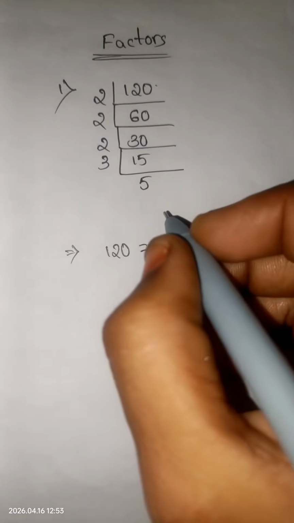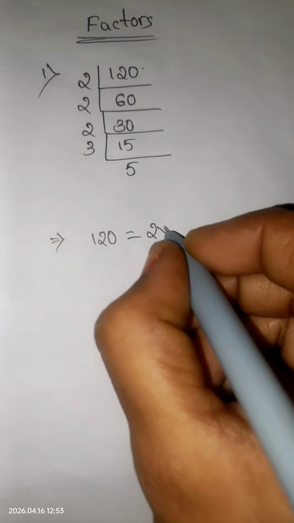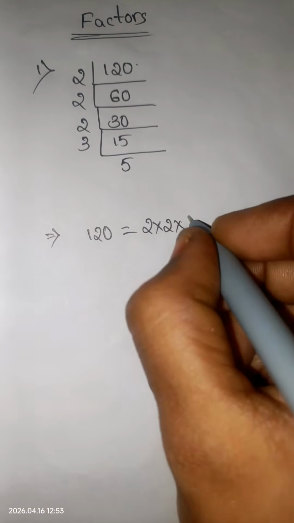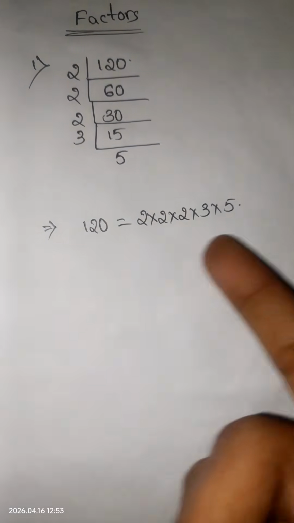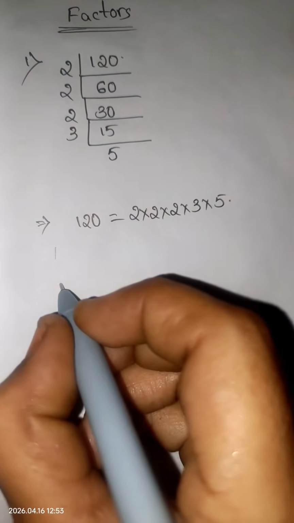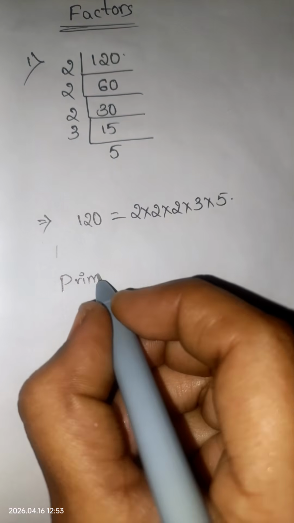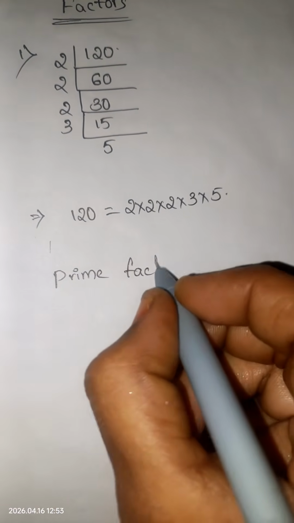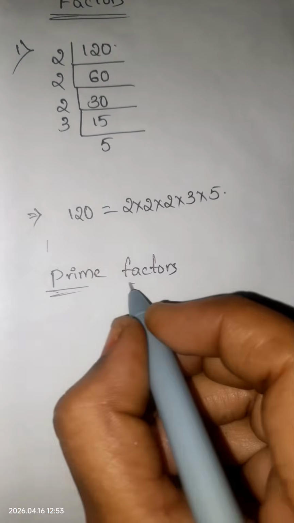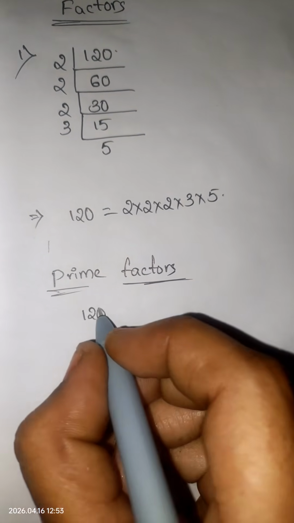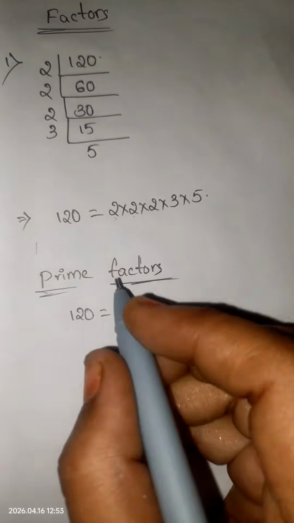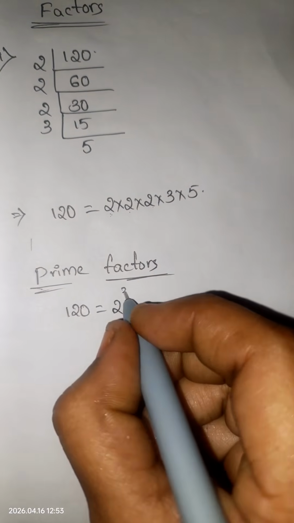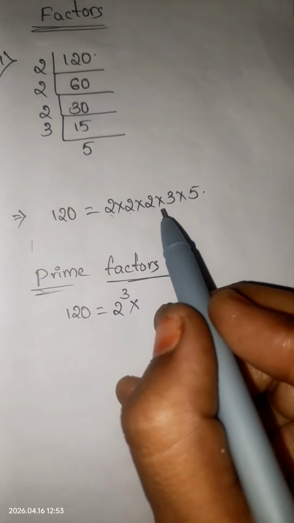What comes 120 factors? 2 into 2 into 2 into 3 into 5. These are factors and we turn them into prime factors. We find the prime factors of 120 is equal to how many 2's is there? 1 2 3. So 3, 2 power 3 into next 3 number.